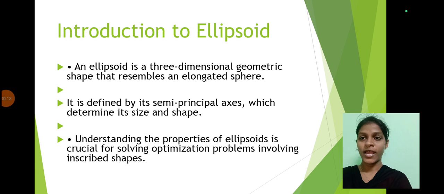Introduction to ellipsoid. An ellipsoid is a three-dimensional geometric shape that resembles an elongated sphere. It is defined by its semi-principal axes, which determine its shape and size. Understanding the properties of ellipsoids is crucial for solving optimization problems involving inscribed shapes.